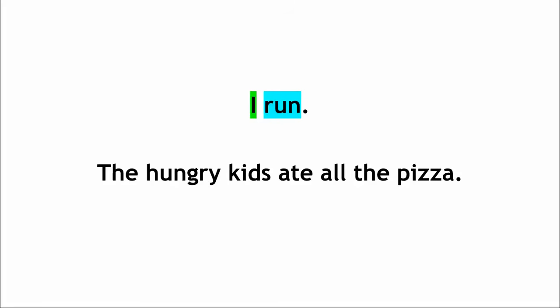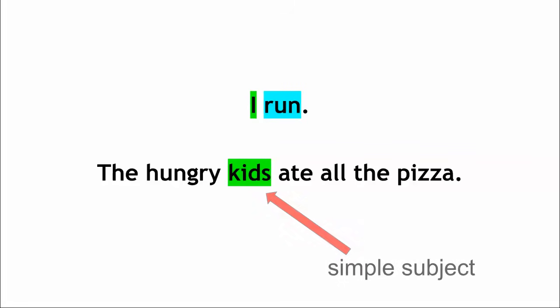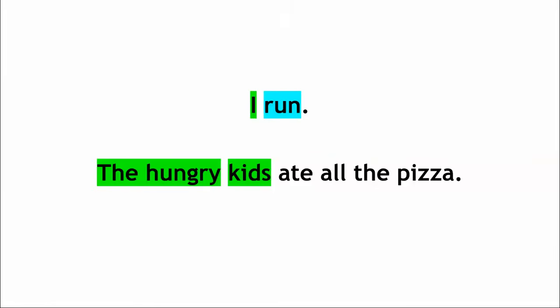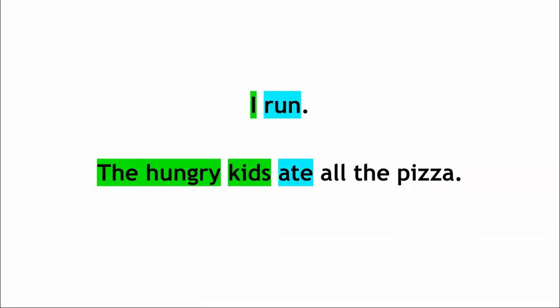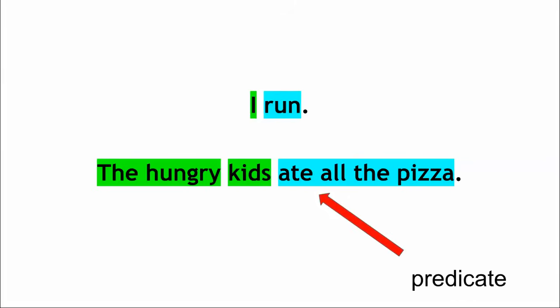Here's a more normal looking sentence. The hungry kids ate all the pizza. Let's look at the parts of this. Kids is your simple subject. The hungry kids is your complete subject because those are the words that go with kids. They describe the kids. Ate is your verb. And ate all the pizza is your predicate because all the pizza goes with ate.